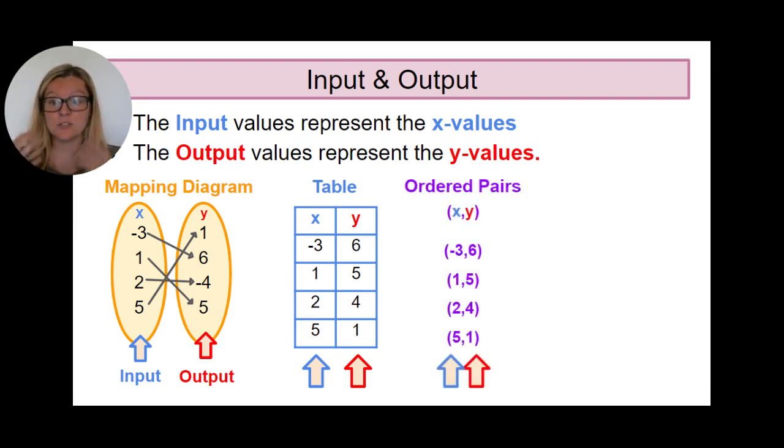Ordered pairs, remember, those are just points on a graph. So we always say x comma y in parentheses. Our -3 will have an output of 6. 1 will have an output of 5. Same thing there. Notice these are all the same relation.